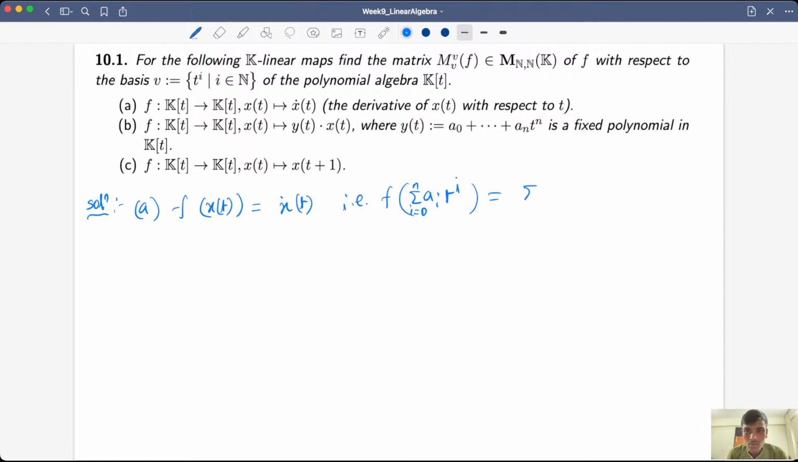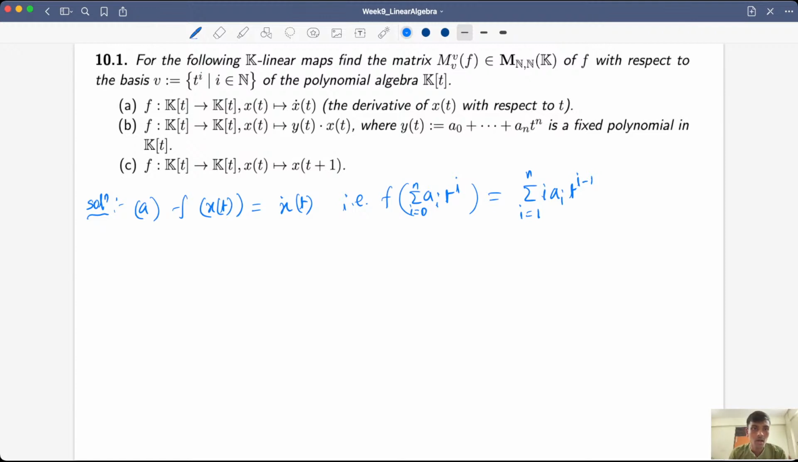to the sum of i a_i t power i minus 1 for i equal to 0 to n. I can just start with 1 to n, because for i equal to 0 this term is already 0. So the degree actually decreased by 1.